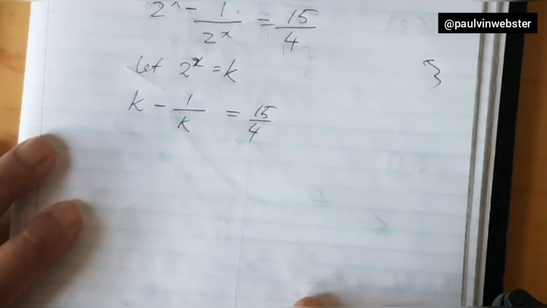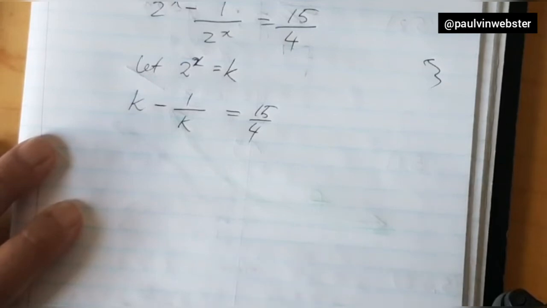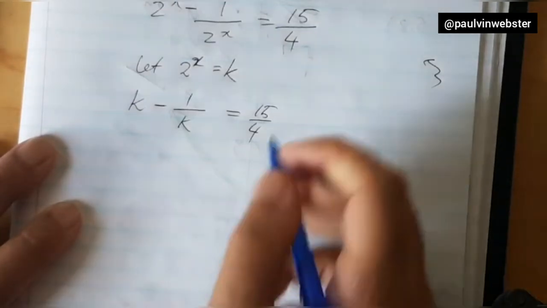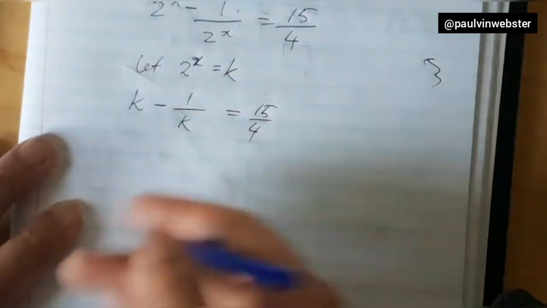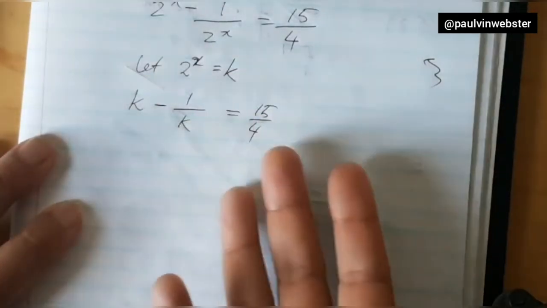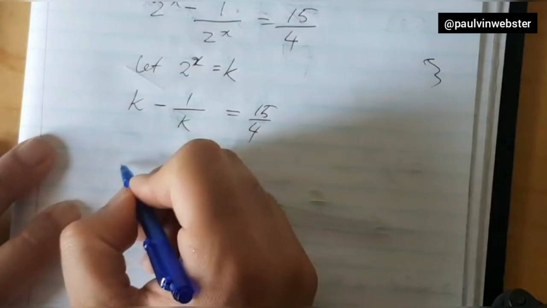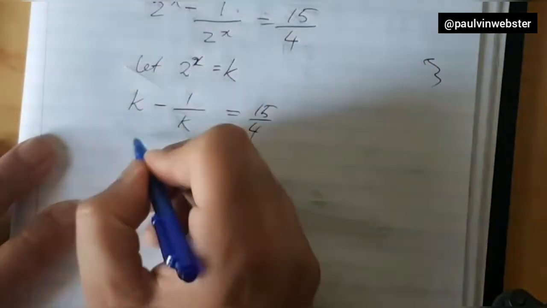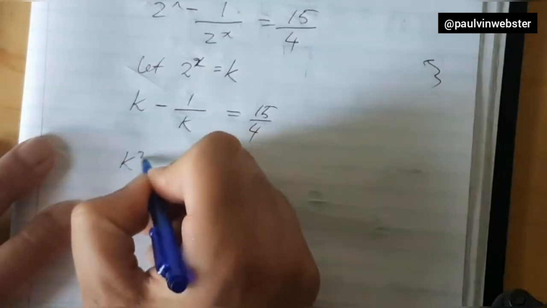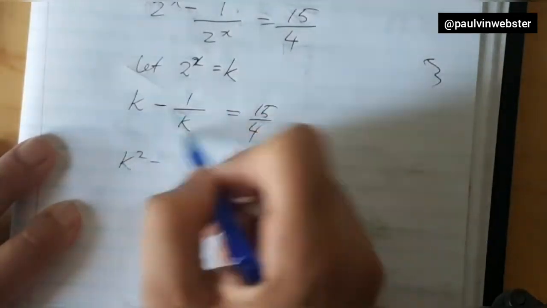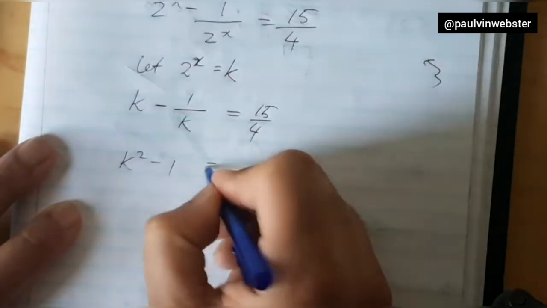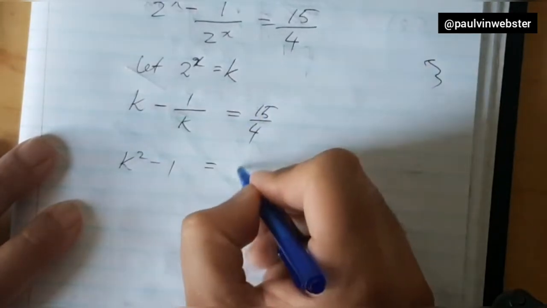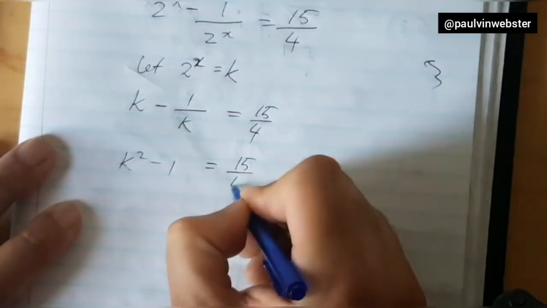The next thing I'm going to do is I don't want any fractions, so I want to get rid of the fractions. I'm going to multiply by k, and multiply by 4 in one go. Let me first multiply by k so that you can see what I mean. Multiplying by k, I get k squared. I need to multiply this also by k, so this becomes 1. Equal to, and I'm multiplying this by k as well, so I get 15 over 4k.